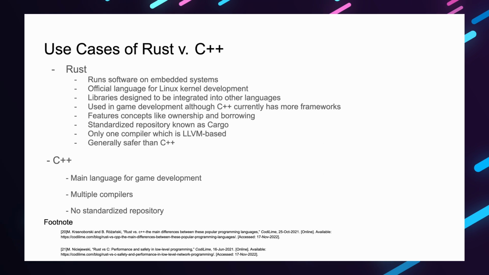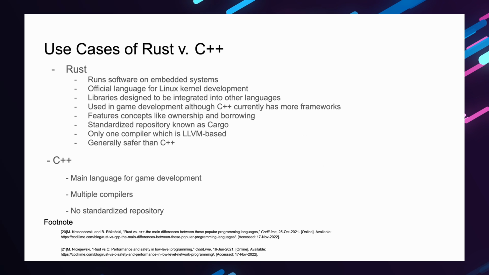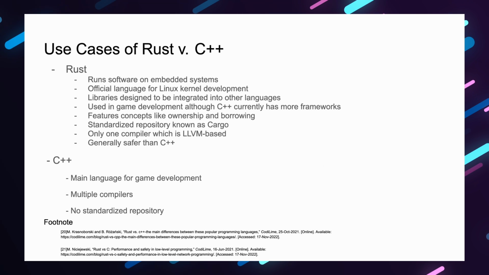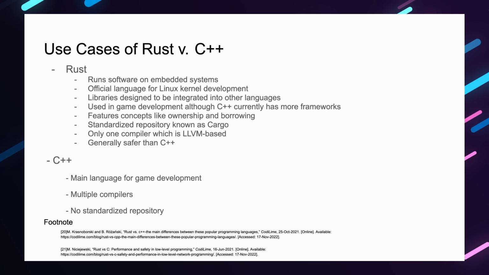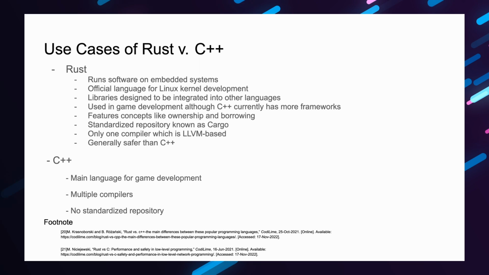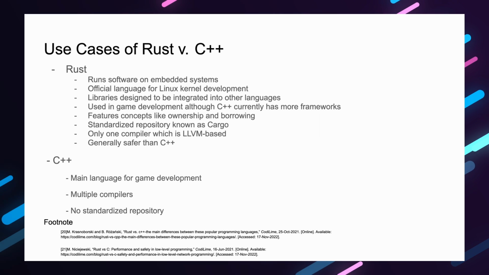And Rust has a standardized repository known as Cargo. Rust only has one compiler, which is LLVM based. And in general, Rust is much safer than C++ is. On the other hand, C++ is the main language for game development because of its increased number of frameworks. C++ uses multiple compilers such as Clang, GCC, MinGW, Front, Intel C++ compiler, TinyC compiler, LLVM, and more, and there's no standardized repository in C++.